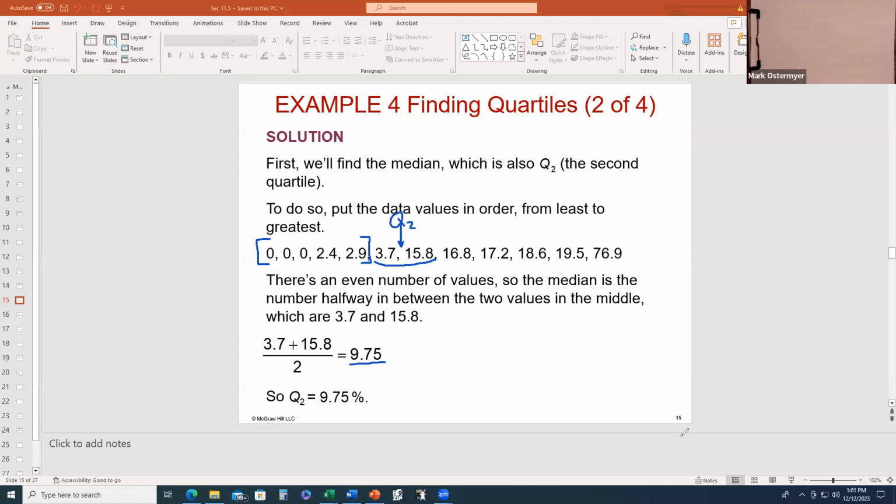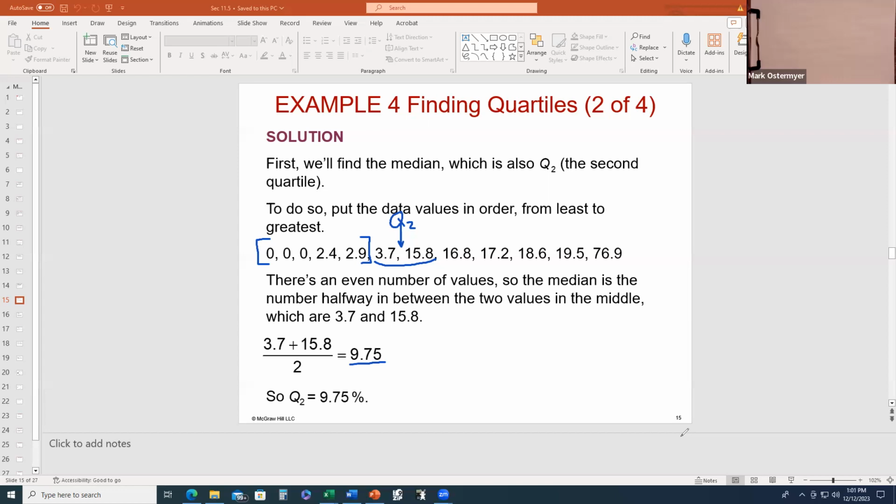The second quartile lies dead center between 3.7 and 15.8. So the lower half of your data set, ladies and gentlemen, is going to be 3.7 on down to 0. And so the first quartile is the median, or the average, of 0 and 2.4, which indicates that 2 observations are below that value. Or you could say technically 3 observations are below Q1 and 3 observations are above Q1.